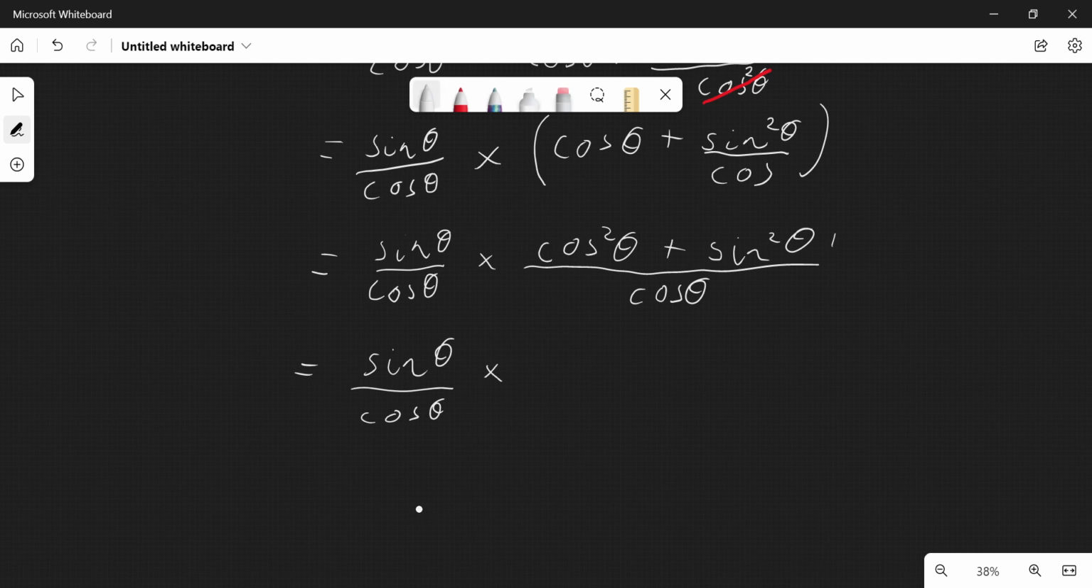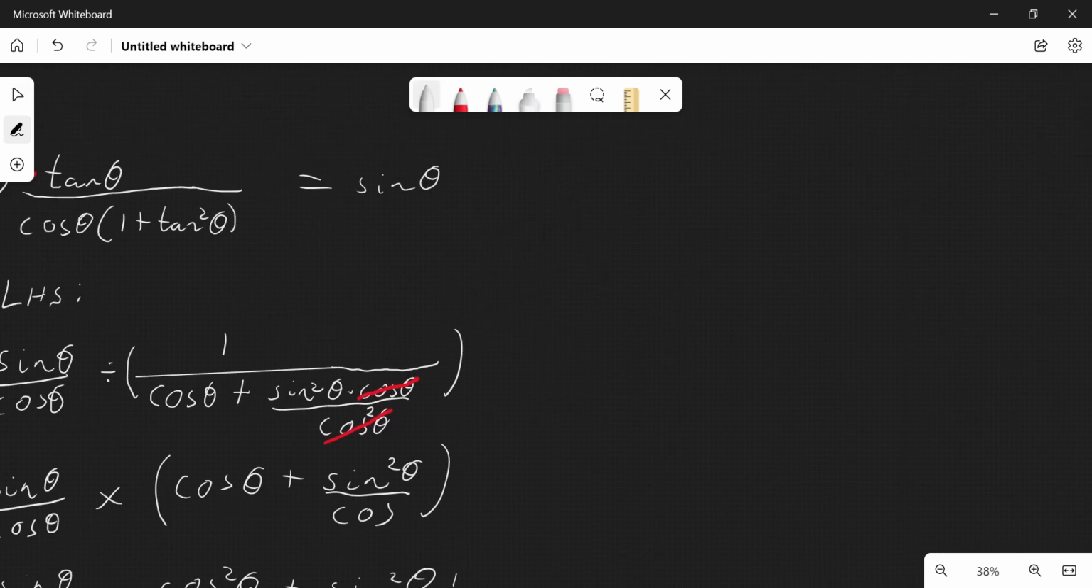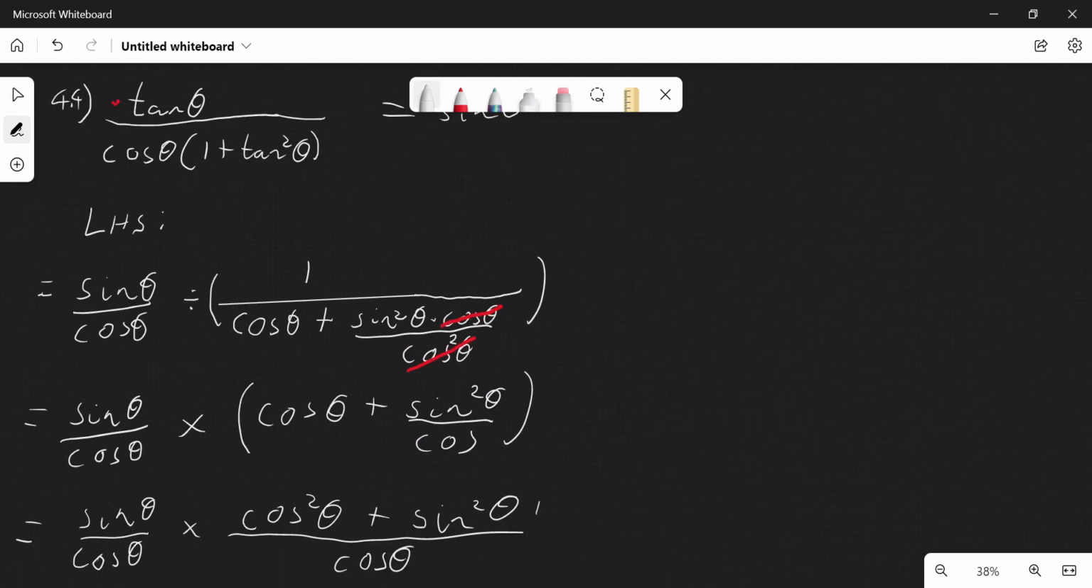So this will give us 1 over cos theta, and this ends up being sine theta over cos squared theta, which gives us tan theta times 1 over cos. So definitely not the answer we're looking for. So what is the answer we're looking for? I'm going to draw a line here.